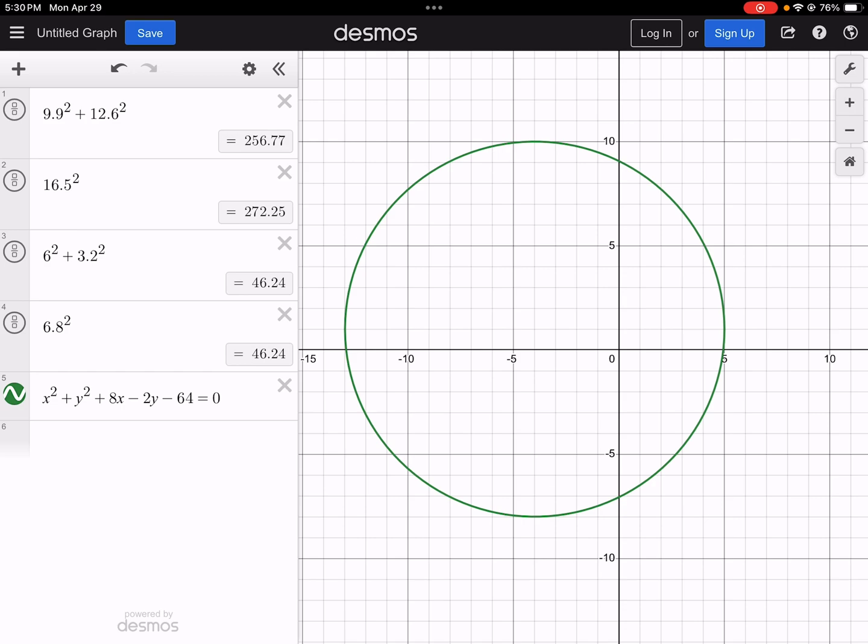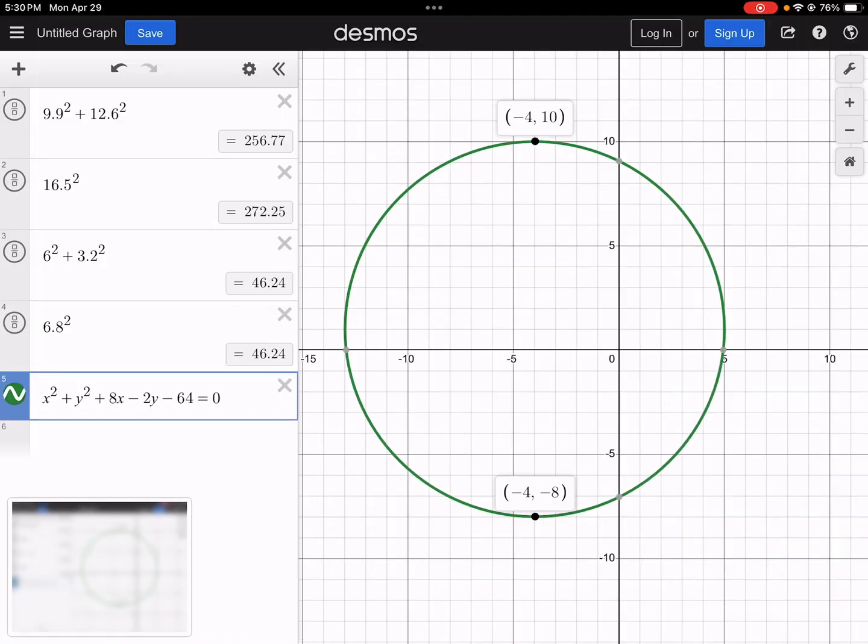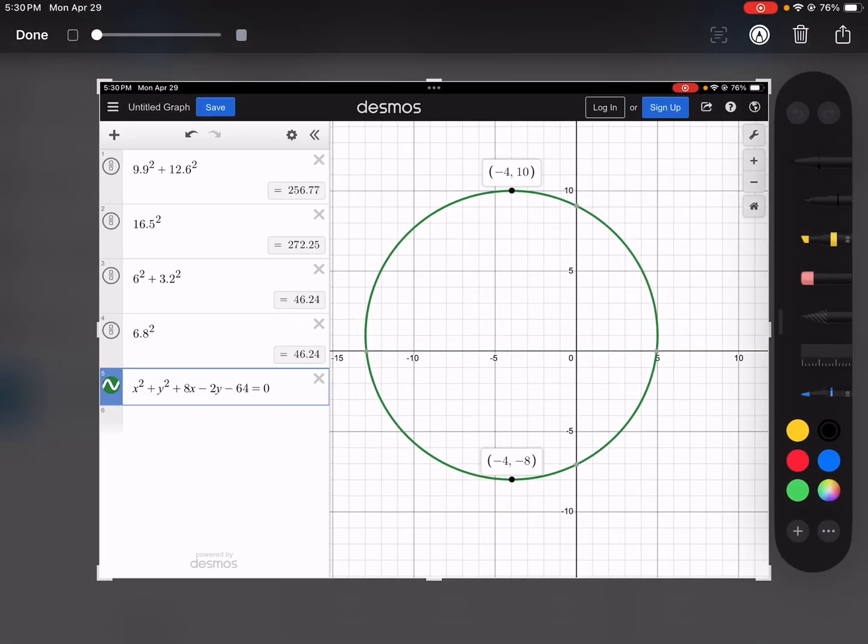So there's a few things that we're going to do. All right, so the first thing that we're going to do, and I'm going to take a screenshot so I can mark this up. So the thing that's really important to take a look at is, you notice how I grabbed these points right here. That's important because those create the diameter between them. Our center is going to be at -4. The question is, where's the y value?